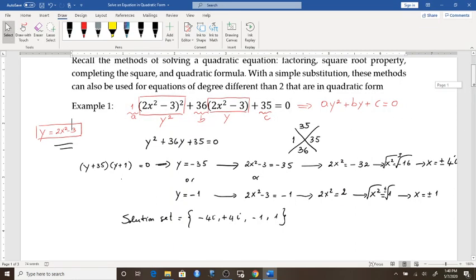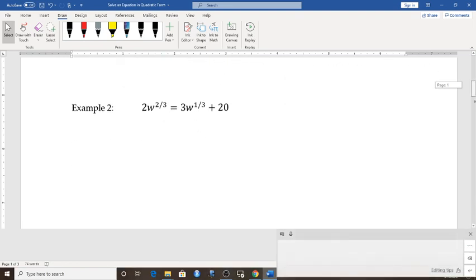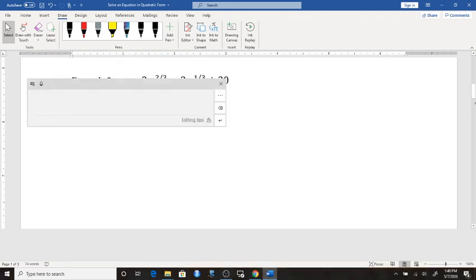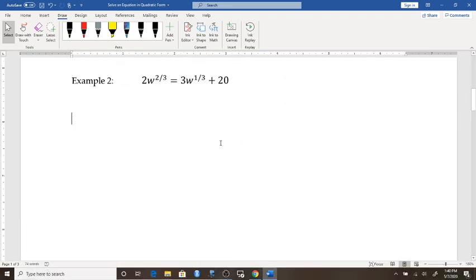Alright, so let me show you some other example. This is a little bit more challenging here, okay? Alright, let's see what we can do. Now, first of all, remember our goal. We want to rewrite this in the form ay squared plus by plus c equal to 0, okay?